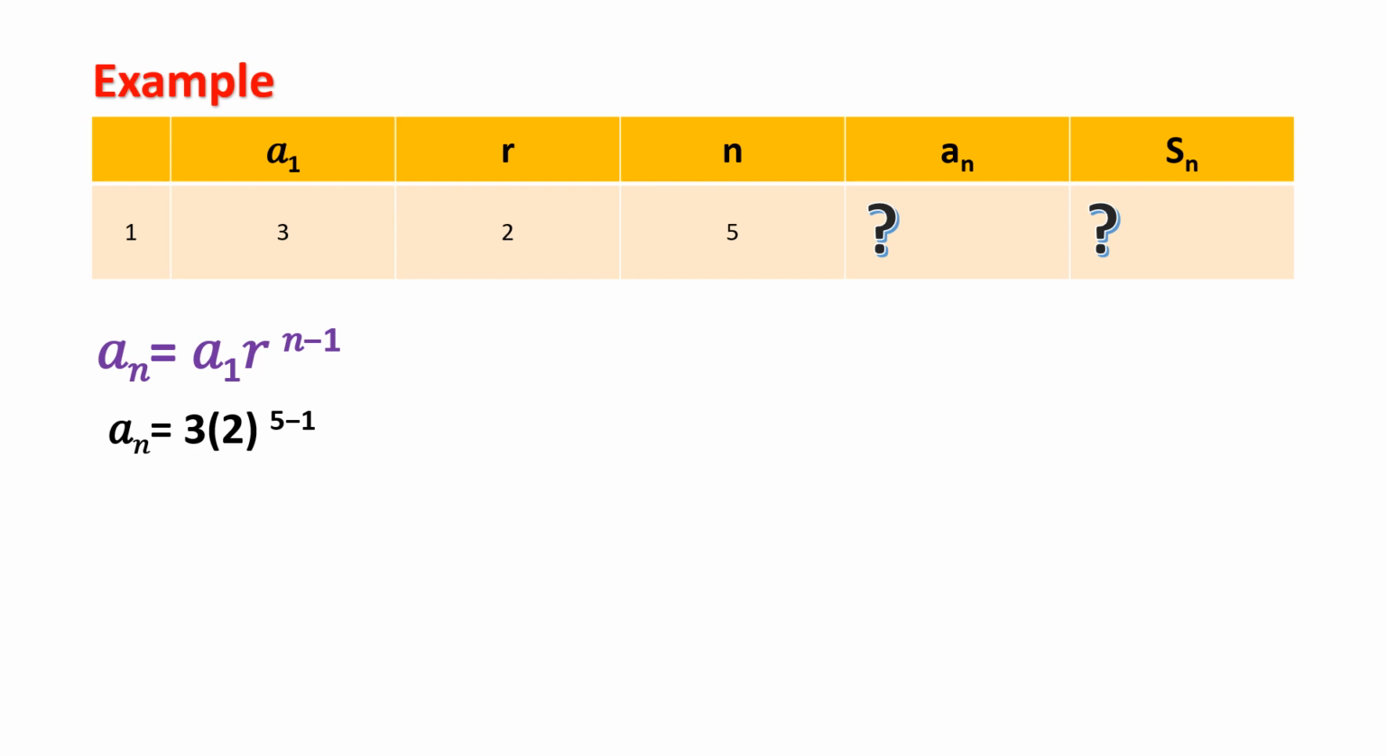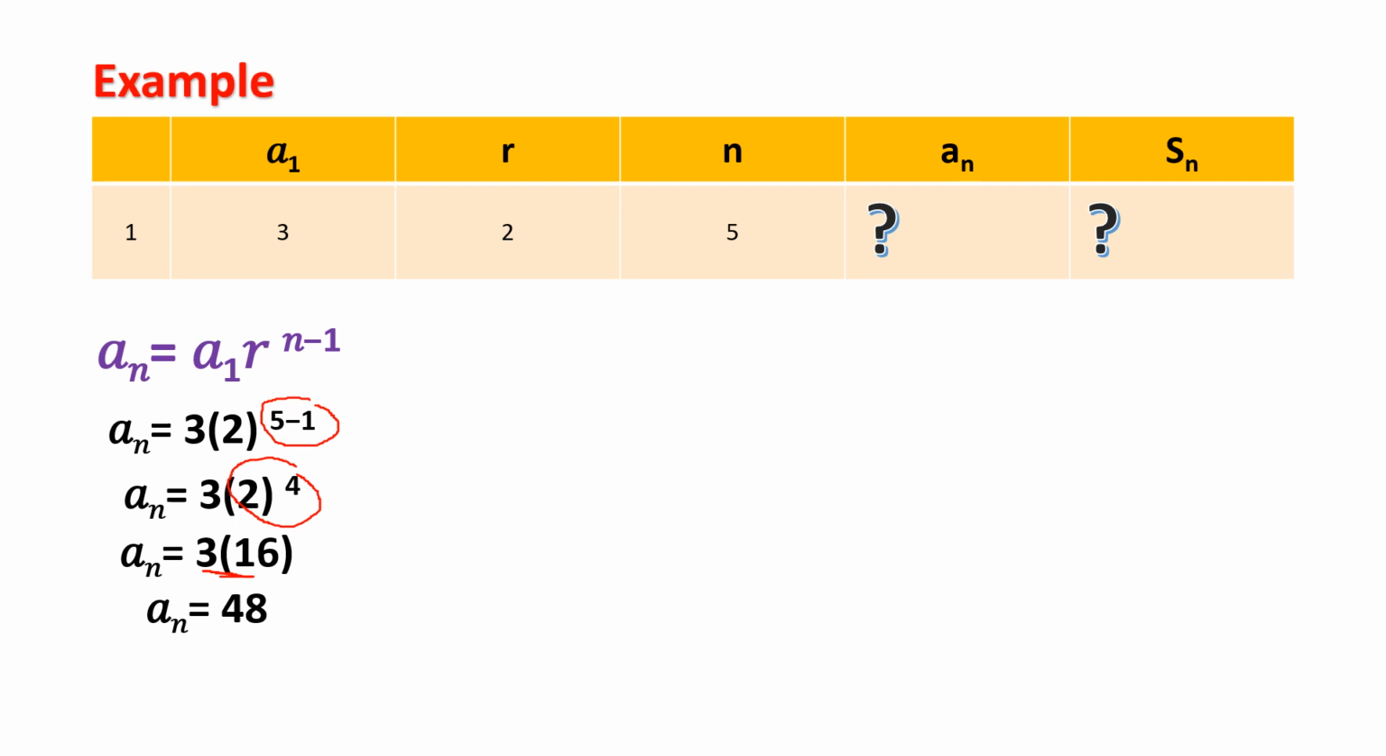First, we'll be solving the exponent: 5 minus 1 is equal to 4. And then 2 to the power of 4 is equal to 16. So this will become 3 times 16, and 3 times 16 is equal to 48. Therefore, the last term of the sequence with a sub 1 equal to 3, r equal to 2, and n equal to 5 is 48.